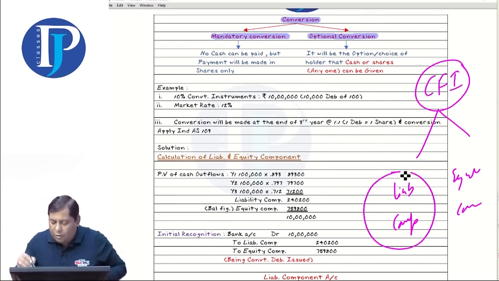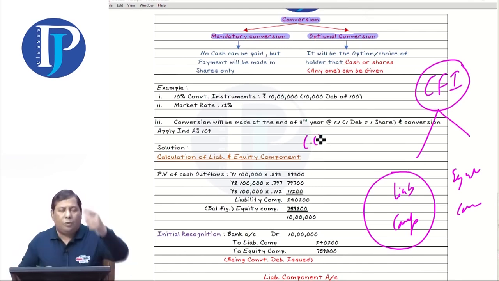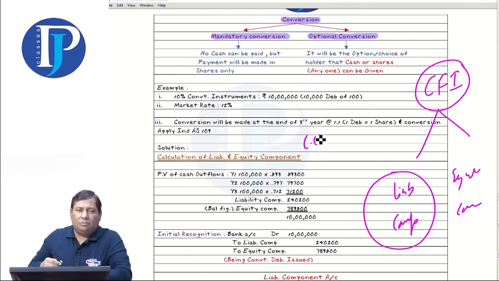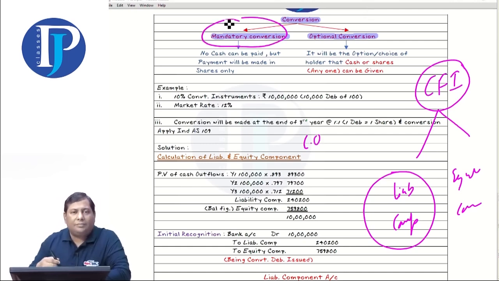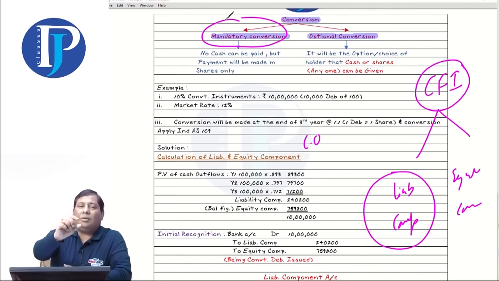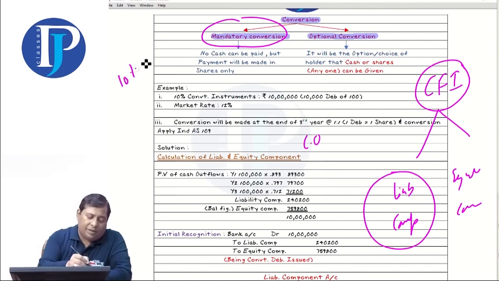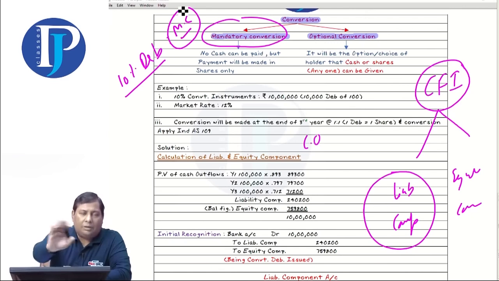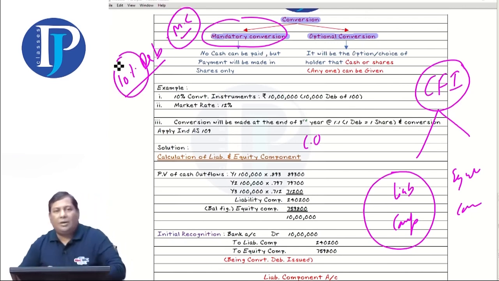Now, first of all, we need to identify the liability component. For that, first identify the cash outflow. How much payment you have to make in cash in the instrument. If it is a mandatory conversion case, what do we do in this? Just the coupon rate. Let's say I have 10% debentures and they are mandatory conversion ones. Even if you don't take the principal amount, you have to pay the interest every year.